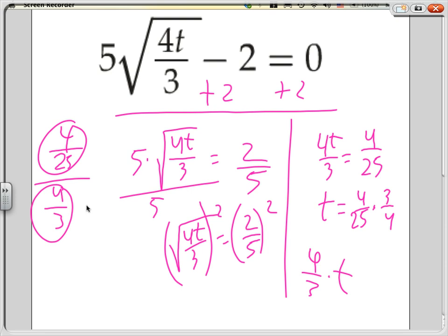Or yeah, sure. I'll teach you how to do the other way. But let's get this done first, and I'll show you the other way. The 4 cancels, right? Which ends up being 3 over 25.